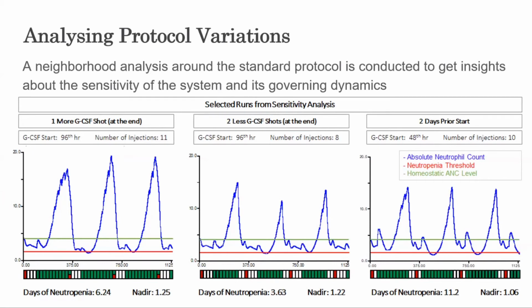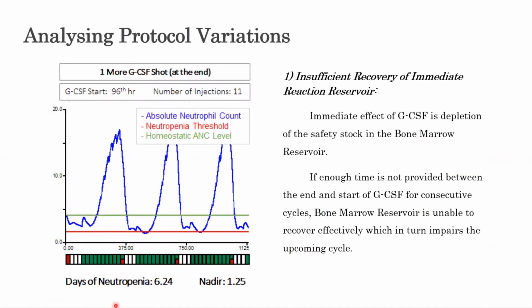Among all of the experiments, we will present 3 sample runs, each failing due to one of the dynamics. Here, a protocol with an additional shot at the end of the standard protocol is simulated. In this case, we can see that the initial peaks are more smoothed than before, and after each peak, the patient experiences neutropenia, a total of 6 days. This indicates that the patient is not given enough recovery time between the end and start of G-CSF for consecutive cycles, which prevents the bone marrow reservoir from fully recovering before the next cycle.